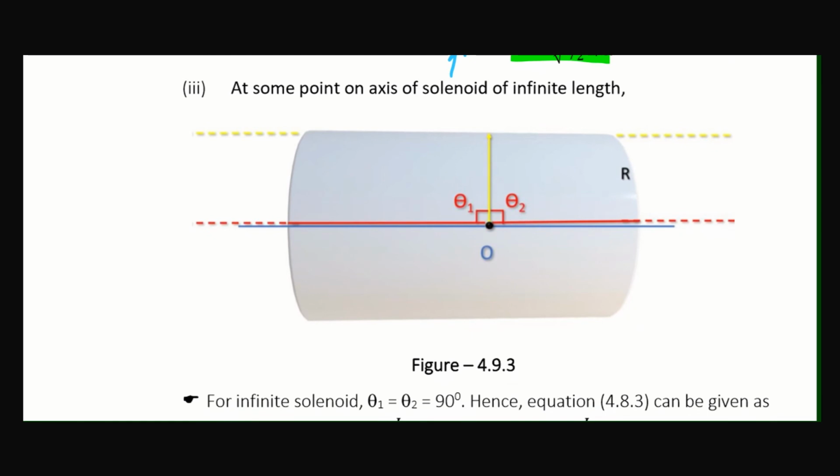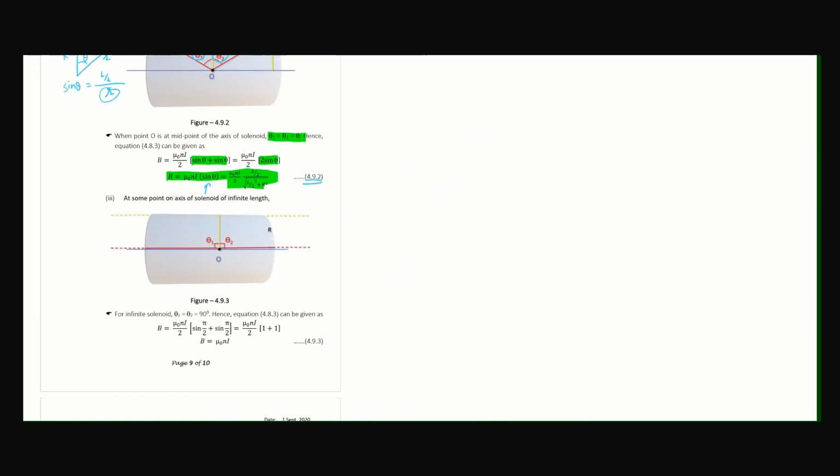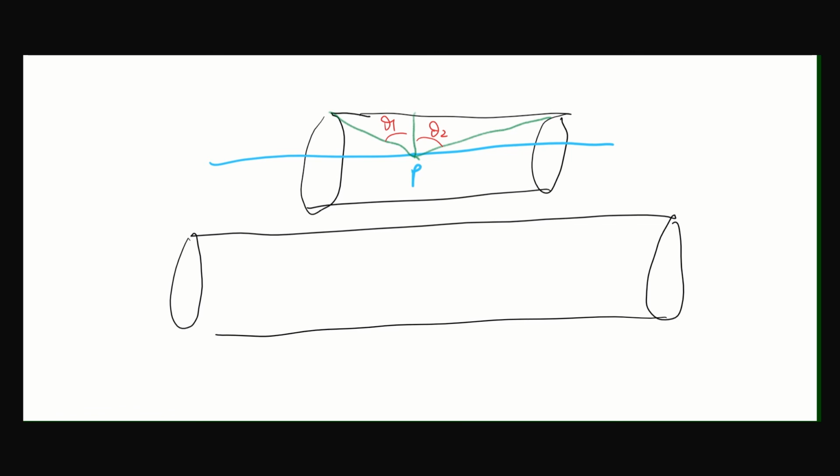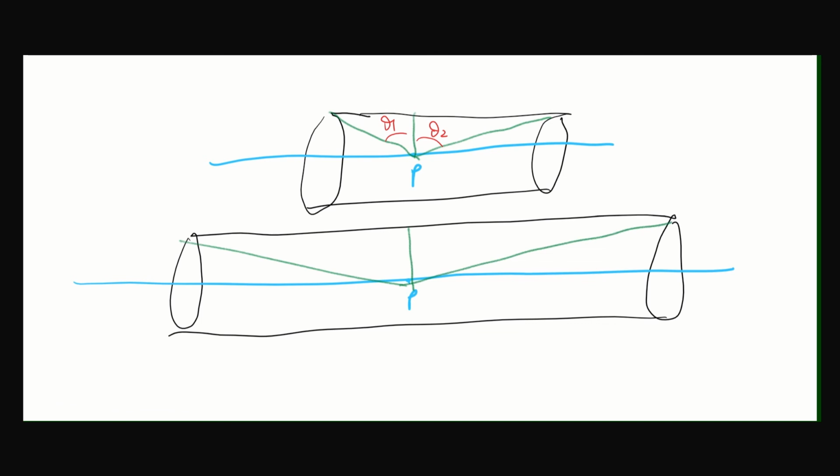What if the solenoid is of infinite length? Now in case of an infinite length solenoid, as we discussed earlier, suppose the solenoid has this much length, and I have point P somewhere here. So where is theta 1? This is theta 1, and this is theta 2. What if I consider a solenoid of slightly larger length? What will happen now? Again, if I consider point P and look at the angle values, look at theta 1 now, look at theta 2 now. Theta 1 has obviously grown bigger.